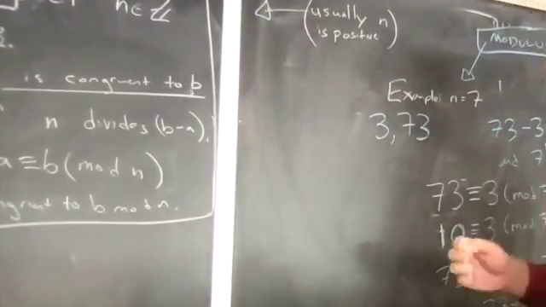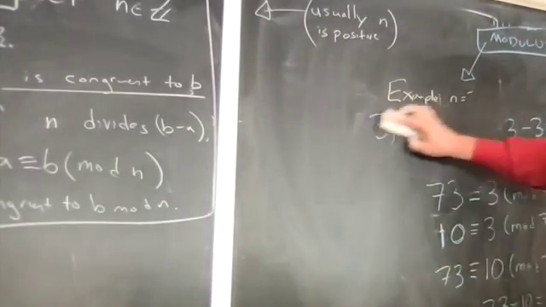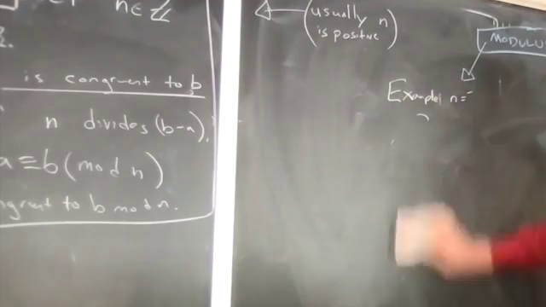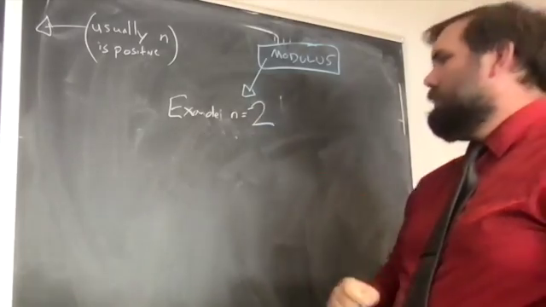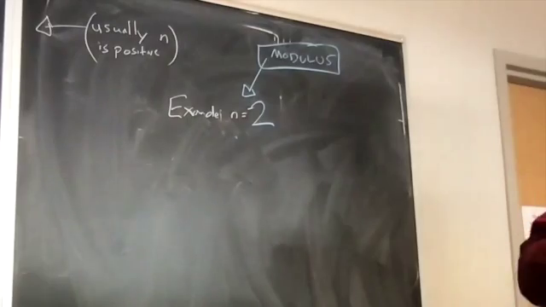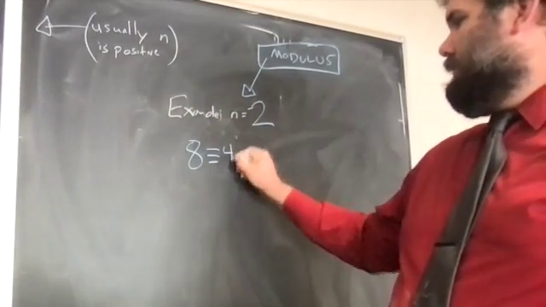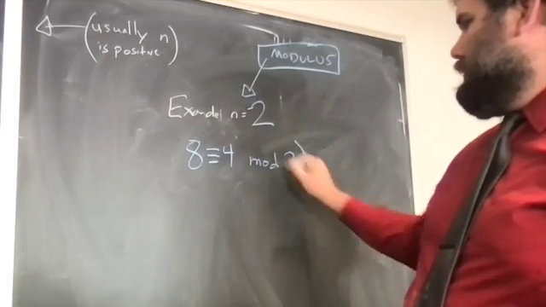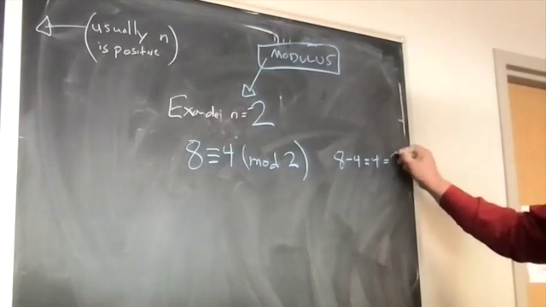Like, what are some examples? Just recognizing these things are congruent. Let's jump back from 7 for a minute. Let's look at n equals 2. So if our modulus is 2, can you give me two numbers that are congruent to each other mod 2? 8 and 4. So 8 is congruent to 4 mod 2. With 8 minus 4 equals 4, equal to 2 times 2.